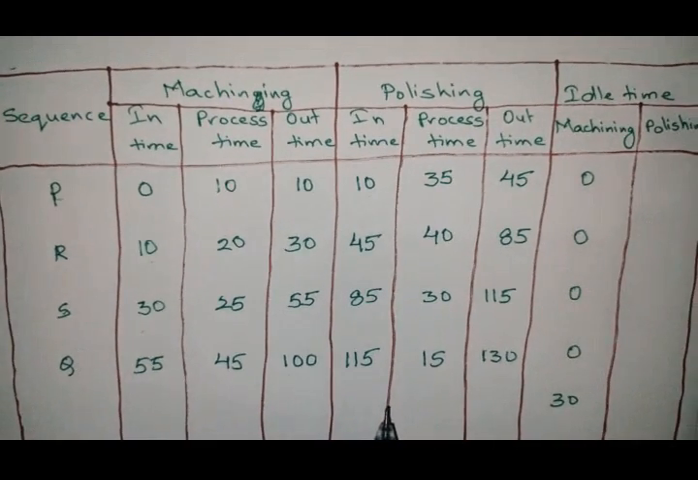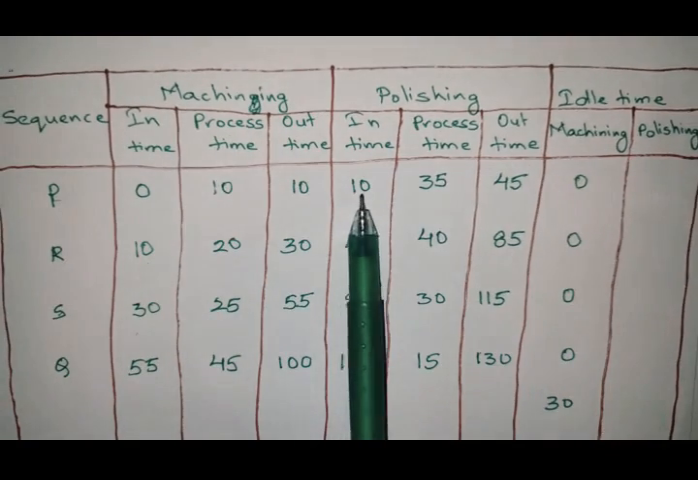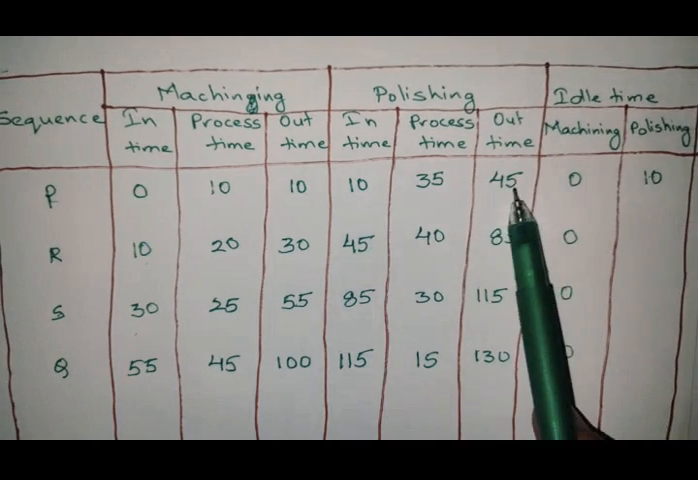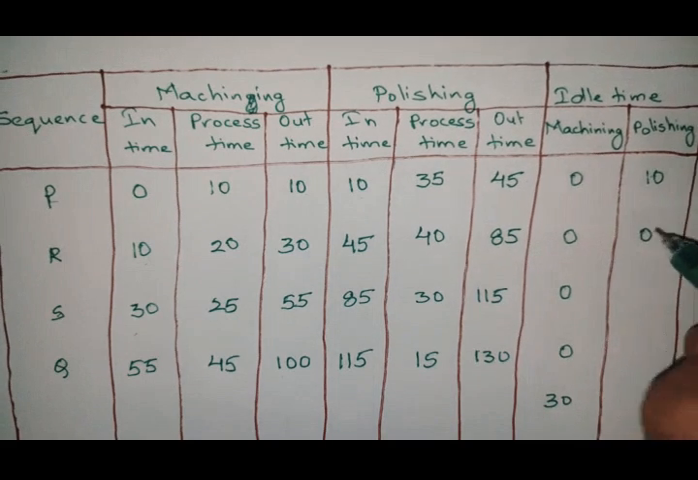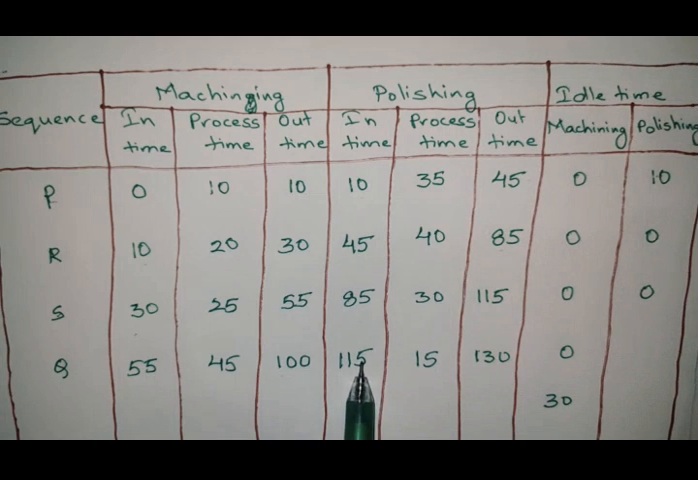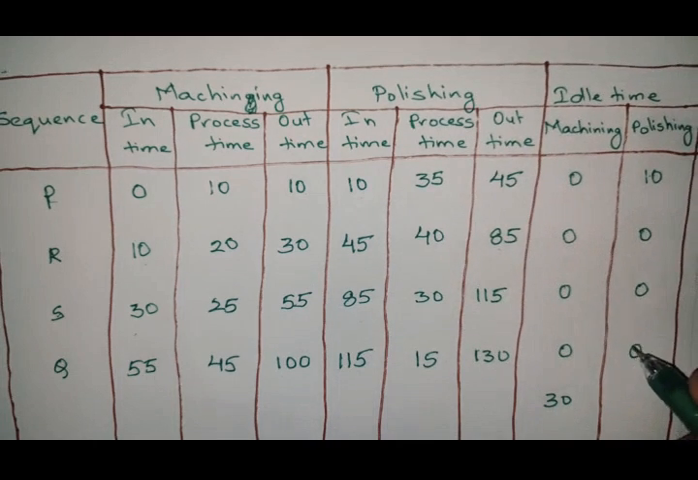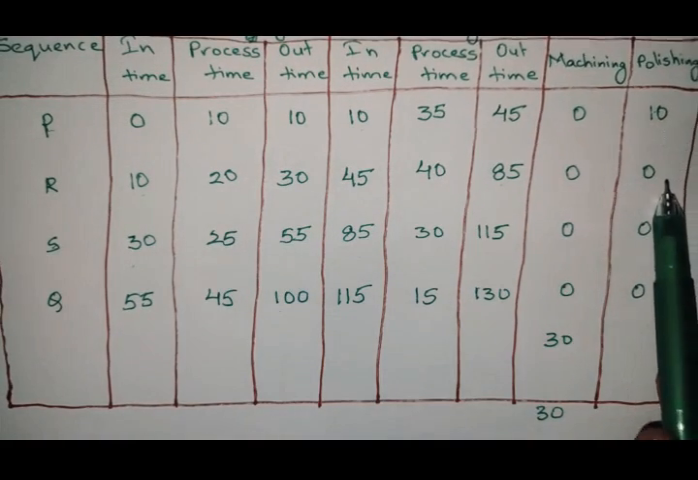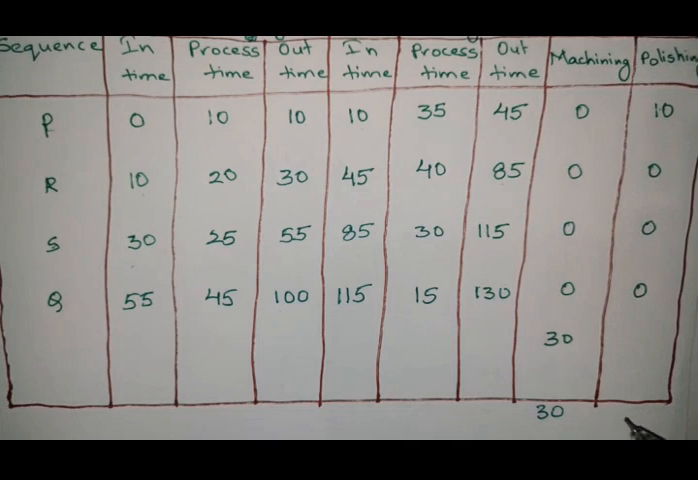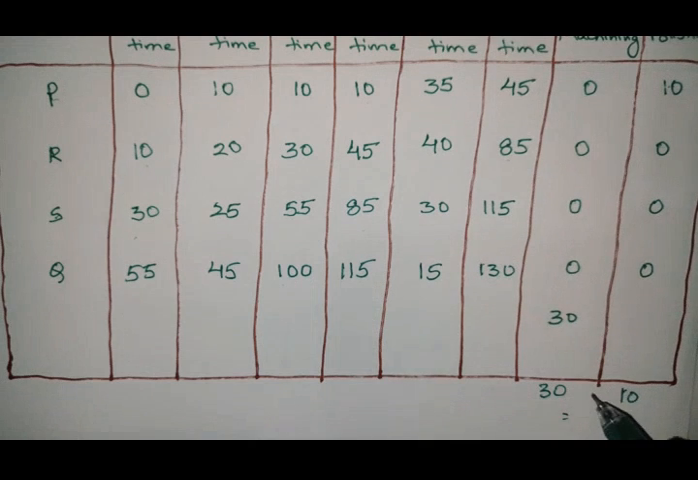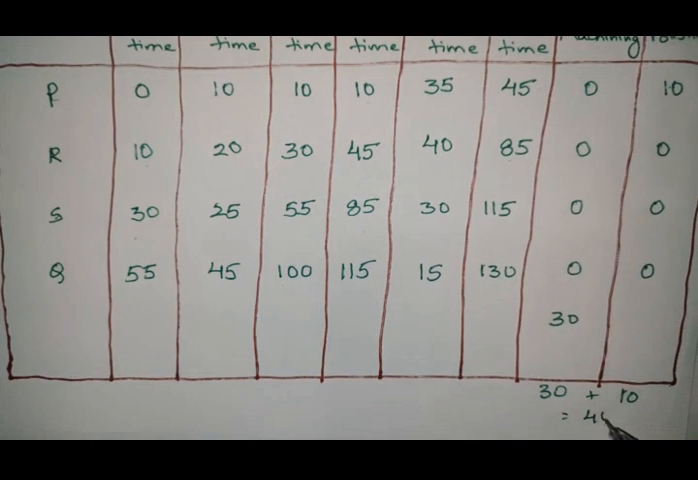In polishing, the total idle time: initially the polishing machine has to wait for 10 hours, so the idle time is 10. Next idle time, difference of 45 and 45, 0; difference of 85 and 85, 0; difference of 115 and 115, 0. Then what is the total idle time? It is 10 plus 0 plus 0 plus 0, so finally 10. Then the total idle time is 30 plus 10, 40 hours.